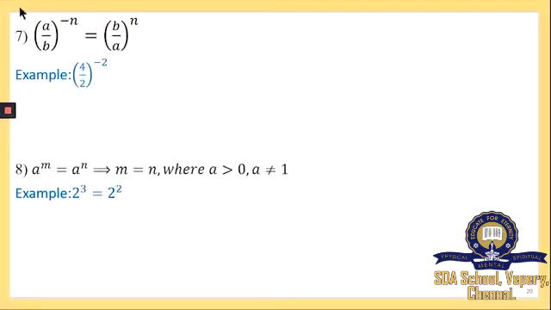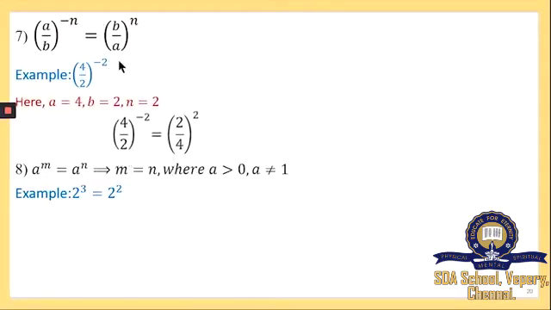The seventh law is (a/b) the whole power minus n equals (b/a) the whole power n. So the given question here is (4/2) the whole power minus 2. So here a value is 4, b value is 2 and n value is 2. Now applying the values in the law we will get b by a. So b is 2 and a is 4, so 2 by 4 and the n value is 2. So (2/4) the whole square.